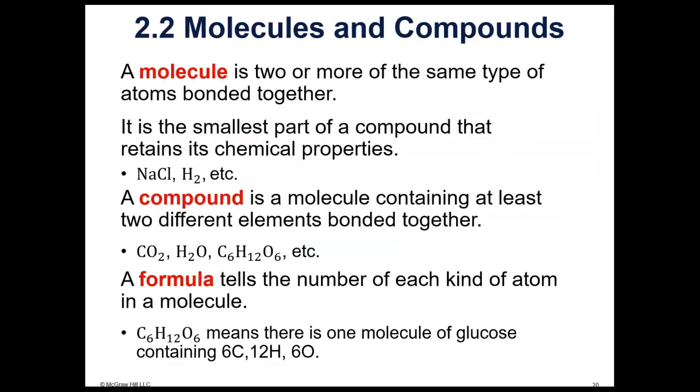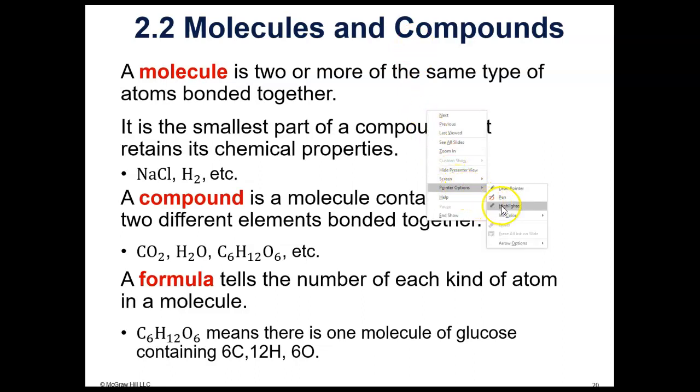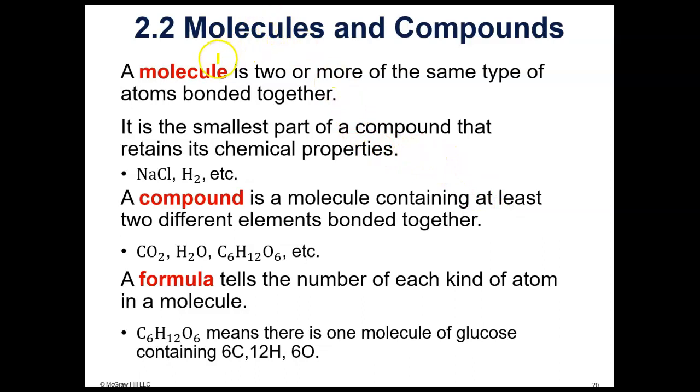Let's go on and talk about molecules and compounds, and then we'll discuss how atoms combine to form molecules and compounds. So a molecule is two or more atoms bonded together. Typically, a molecule can be two or more of the same type of atom or different. For example, two atoms of hydrogen combine to form a molecule of hydrogen gas. So H2 is an example of a molecule. It's two or more of the same type of atoms bonded together.